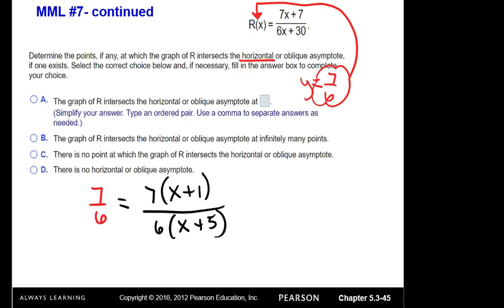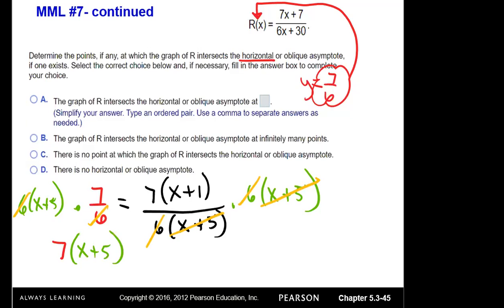I have to solve for X. So I'm going to multiply both sides by 6 times X plus 5. On the right side, the 6 cancels the 6 and the X plus 5 cancels the X plus 5. On the left side, the 6 cancels the 6. I am still left with the 7 and the X plus 5. I'm just going to leave it in factored form. And then that's going to equal the 7 times the X plus 1.